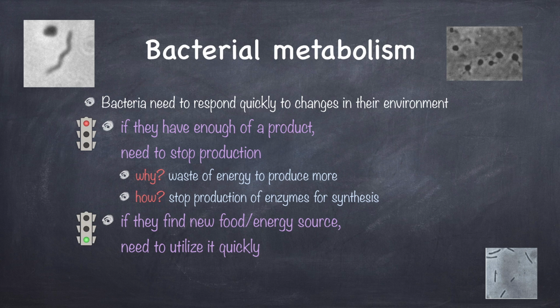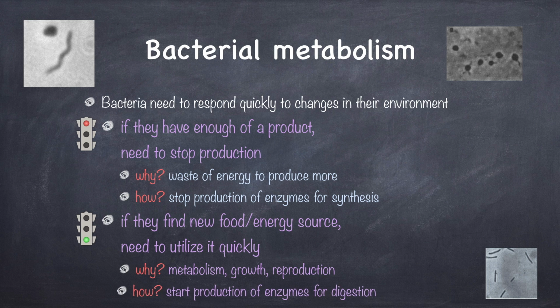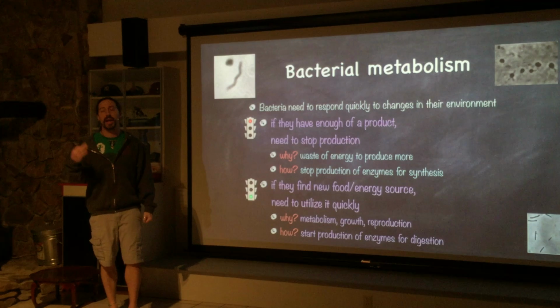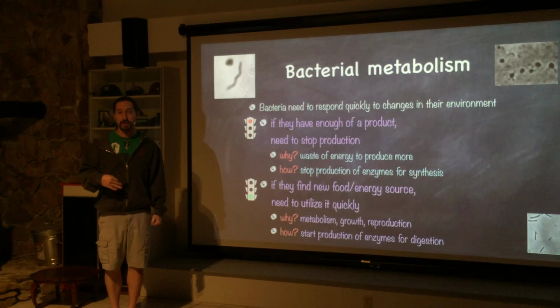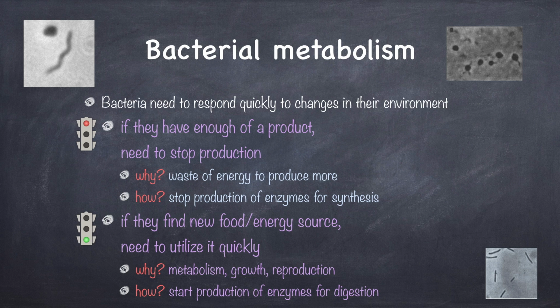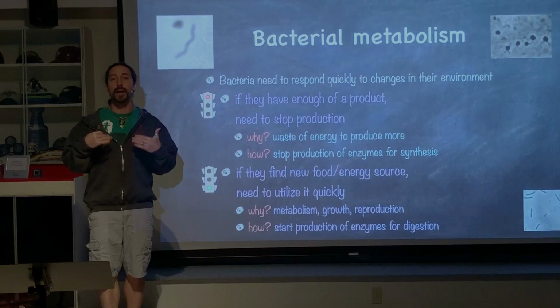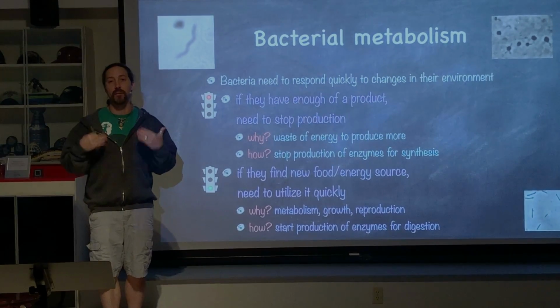Or sometimes they need to turn on specific genes to be expressed, so that they can actually utilize food or a resource quickly for metabolism, growth, reproduction, typical life processes. And the way that they do that is to start the enzymes to be produced for those specific reactions to take place. So a bacteria needs to be able to control what reactions are taking place within it so it can maintain homeostasis, and it needs to control those reactions well, otherwise it's wasteful of energy and wasteful of product.